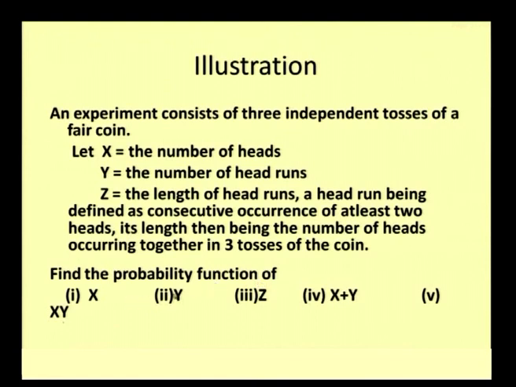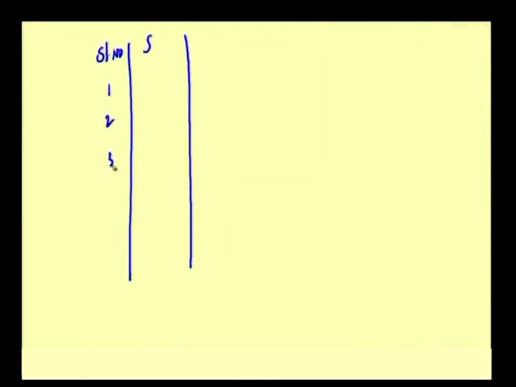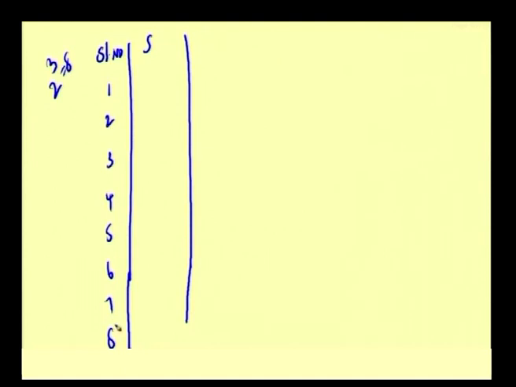So, x represents the number of heads. First of all, when 3 tosses of an independent fair coin happen, what is the sample space? First, let me explain what a sample space is. First, let us take the serial number. Sample space S. Serial number 1, 2, 3, 4, 5, 6, 7, 8. Because when 3 tosses of the fair coin have 2 options, head and tail, 2 options with 3 coins, you have 2 cube options, that is 8. That is why serial number 1 to 8.